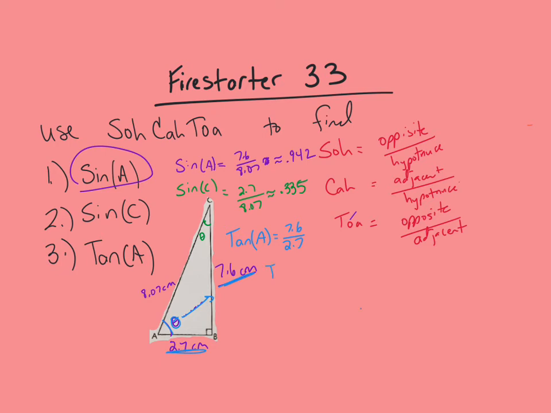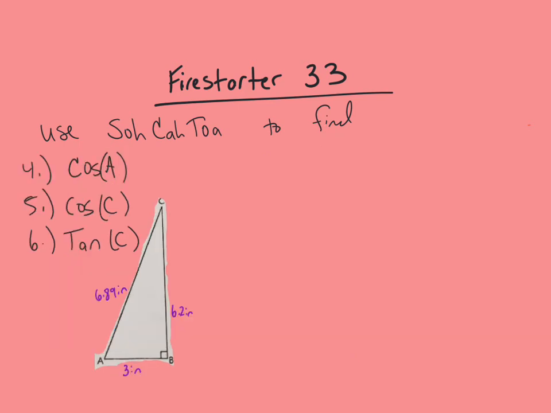So tangent of A is about 2.815. I'm trying everything to 3 decimals. Alright, that's it for 1, 2, 3.